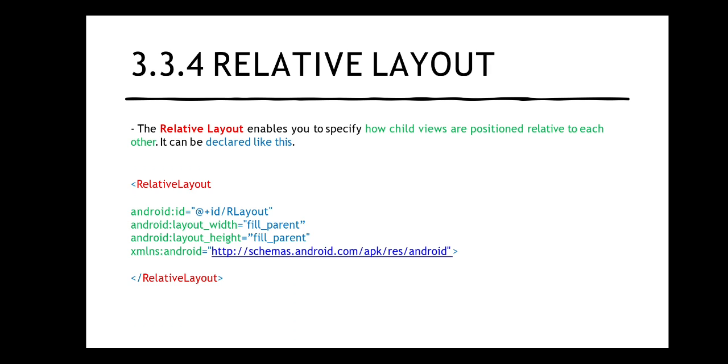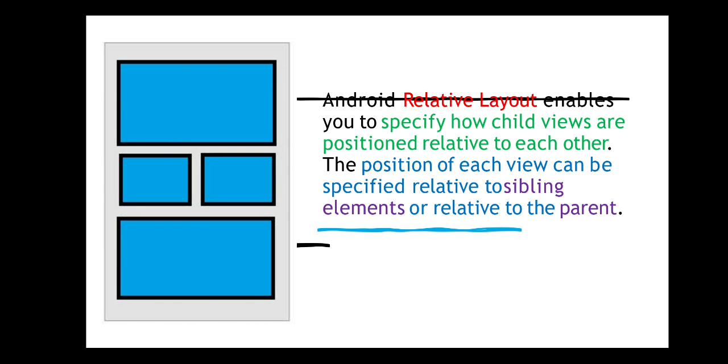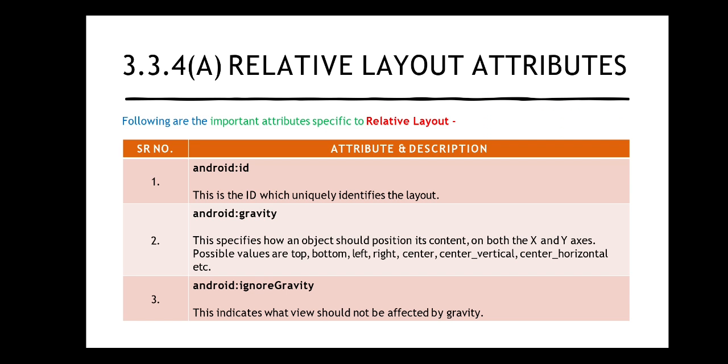The next one is the relative layout, which enables you to specify how the child views are positioned relative to each other, and it is declared using the relative layout tag. The position of each view can be specified relative to sibling elements or relative to the parent. That means how a particular small view, that is a child view, is related to its siblings, otherwise it is related to its parent.